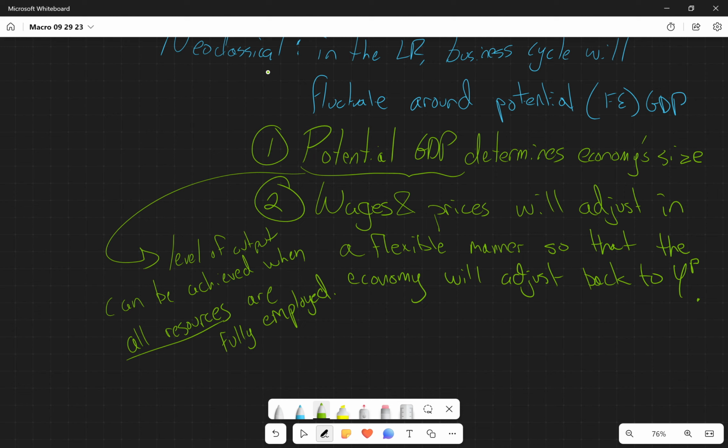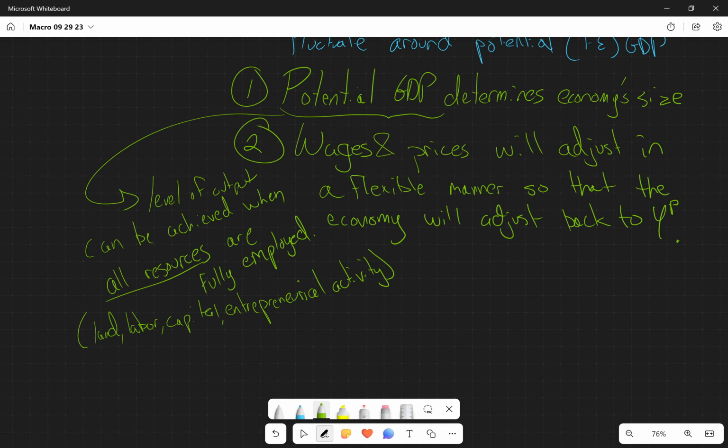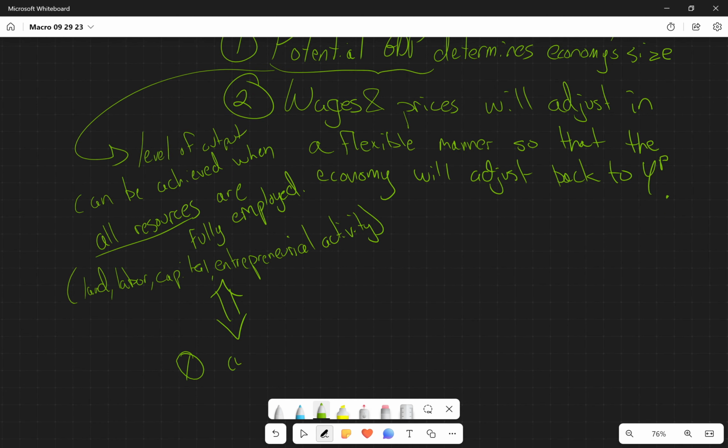So this is all resources, meaning all of the land, all of the labor, all of the capital, and all of the entrepreneurial activity. So we know that the unemployment rate in labor markets is never going to be zero. It's going to be 3 to 5%, right? But again, that 3 to 5% has to do with frictional and structural unemployment. So this potential GDP, this level of output, corresponds to zero cyclical unemployment. No unemployment due to fluctuations in the real business cycle or business activity.